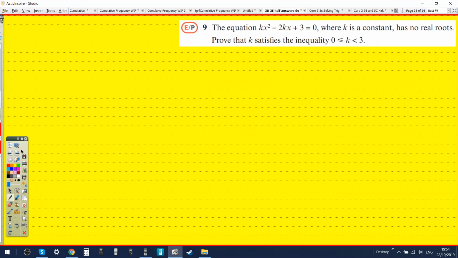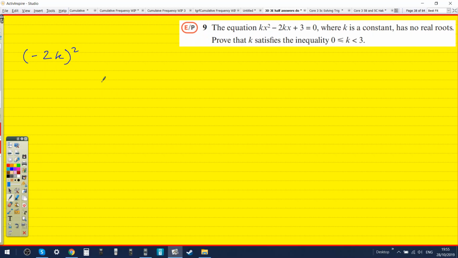Let's see. An exam question. Okay, so it says it has no real roots. Do I have to do the discriminant here? Mm-hmm. So 2k squared. Sure. Technically it's minus 2k squared. Yeah, sorry. You'll get the same thing. Okay, go on.